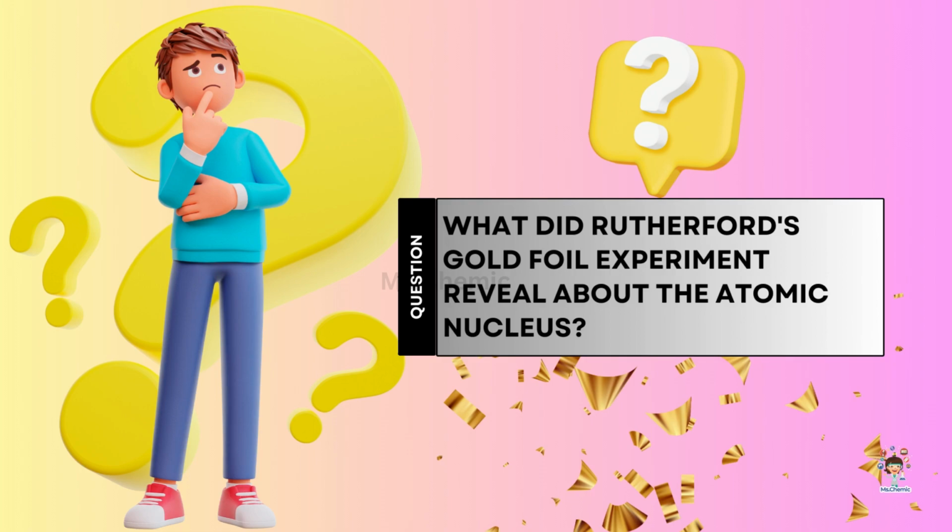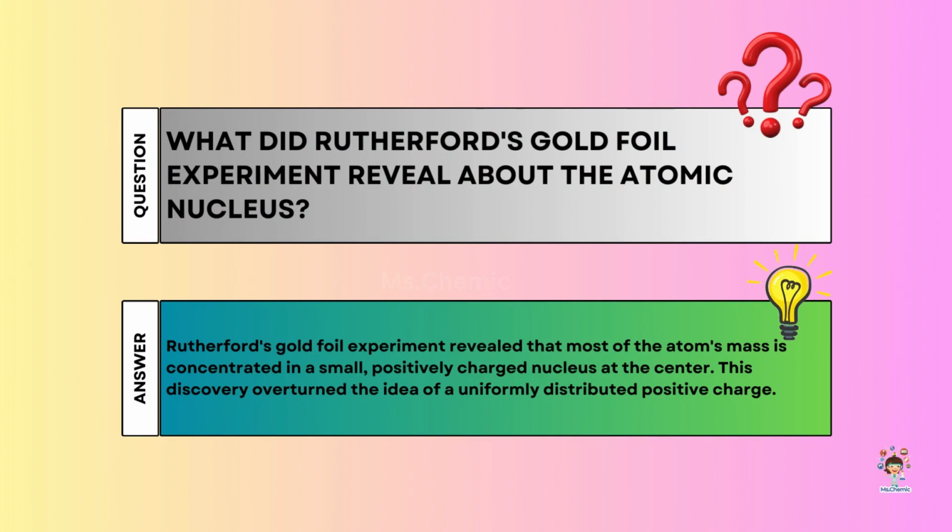What did Rutherford's gold foil experiment reveal about the atomic nucleus? Rutherford's gold foil experiment revealed that most of the atom's mass is concentrated in a small, positively charged nucleus at the center. This discovery overturned the idea of a uniformly distributed positive charge.